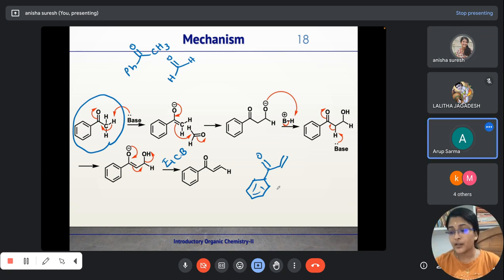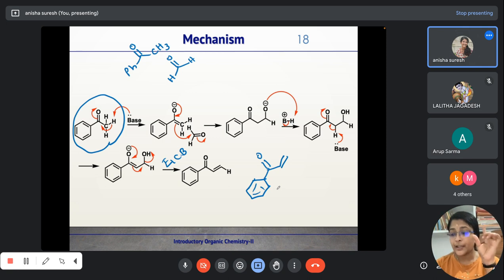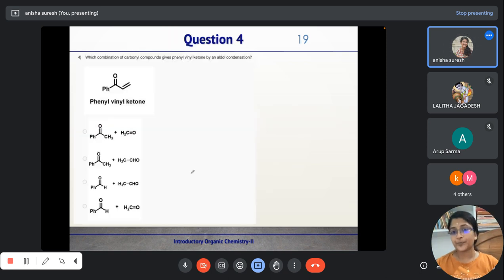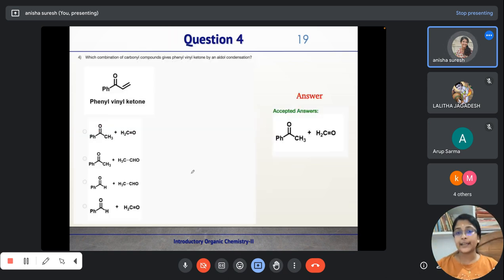First enolate will be forming, where there will be enolizable protons. So in this case, only in this compound enolizable proton is present, so it will lead to formation of enolate. Then that enolate will go and attack on this electrophilic carbon of this formaldehyde. It will lead to formation of this beta hydroxy compound. Then it can undergo E1cB elimination after again formation of enolate with the help of a base, and it will lead to formation of this aldol condensation product, which is phenyl vinyl ketone. So option A is the right answer. Any doubt regarding the mechanism or anything?